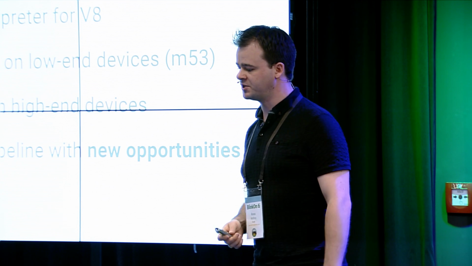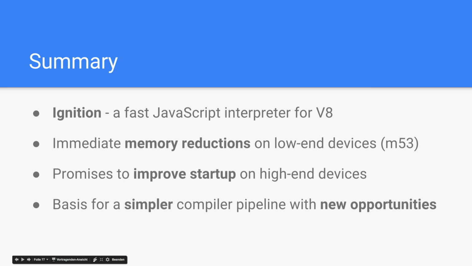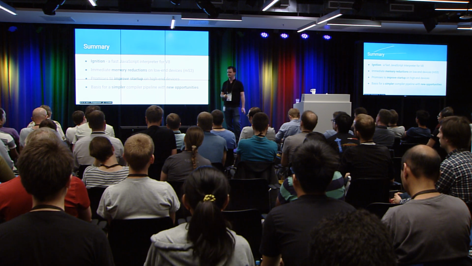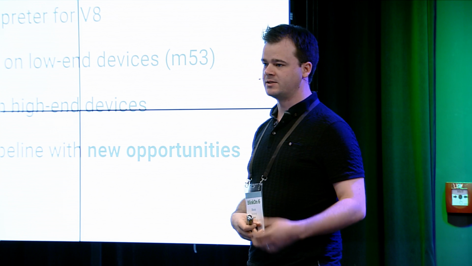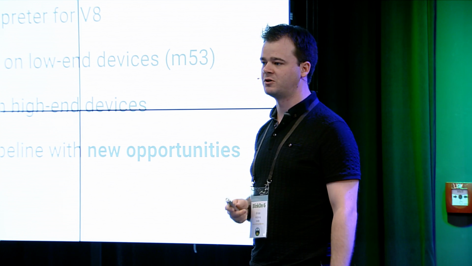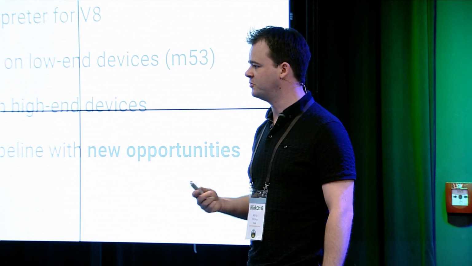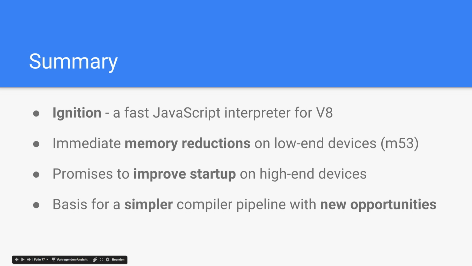So to summarize, Ignition is a fast JavaScript interpreter that we're working on. We've got immediate memory reductions, which we're targeting for low-end devices in M53. And it promises to improve our startup time on high-end devices. That's what we're aiming for in Q3. And it's the basis for our new, simpler compiler pipeline in V8, which is hopefully going to lead to a whole new set of opportunities and optimizations that we can feed into the rest of V8.